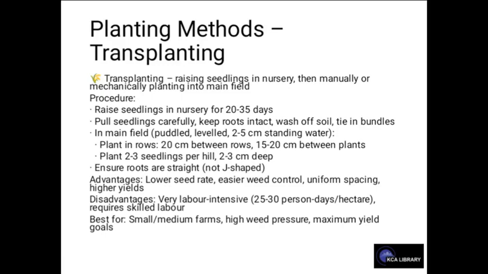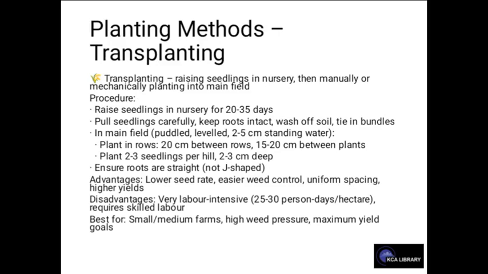In the main field, which should be puddled, leveled and have 2 to 5 centimeters of standing water, you plant in rows, typically spacing 20 centimeters between rows and 15 to 20 centimeters between plants. Plant 2 to 3 seedlings per hill at a depth of 2 to 3 centimeters. Make sure the roots are not J-shaped.